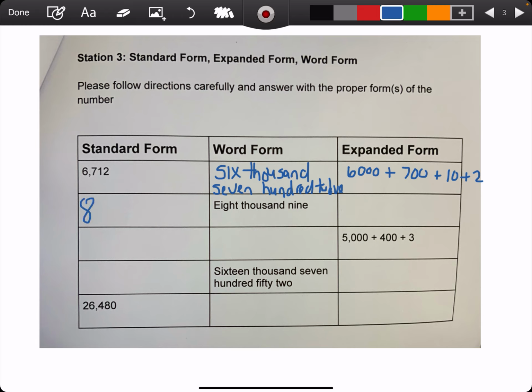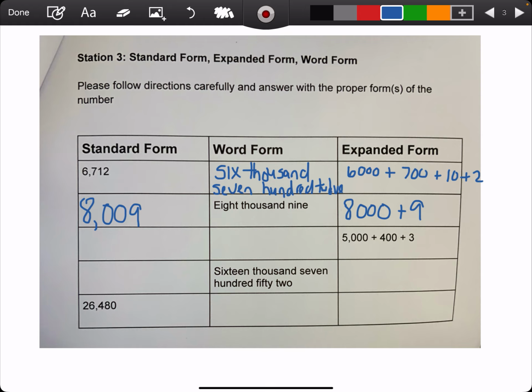8,009, that's how it's written in standard form. Now we need expanded form. 8,000 plus 9. You do not have to write out 8,000 plus 0 plus 0 plus 9. It wouldn't be wrong, but if there's a 0 in the place value, there's no value to it. You don't need to write it out.